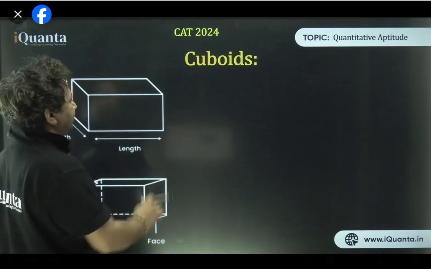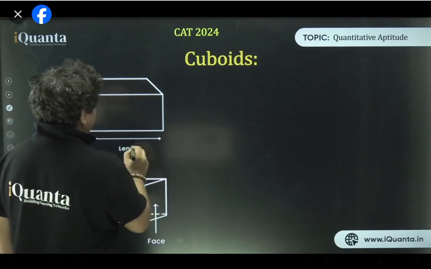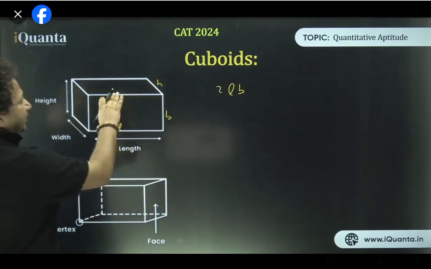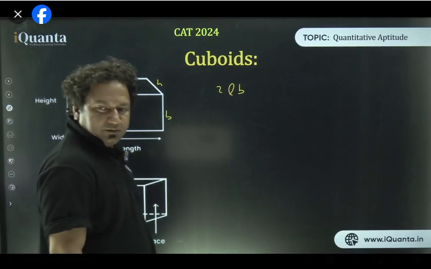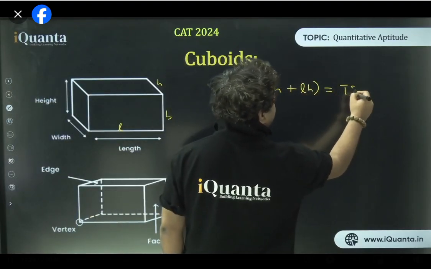For a cuboid, there are 6 surfaces, of course, out of which 2 surfaces form a pair, opposite surfaces. So this is the length, this is the breadth, this is the height. So length into breadth. We have 2 surfaces for length into breadth. This is one, and one is on the opposite side. Similarly, we have 2 BH and 2 LH. This will be the total surface area. Is that clear?